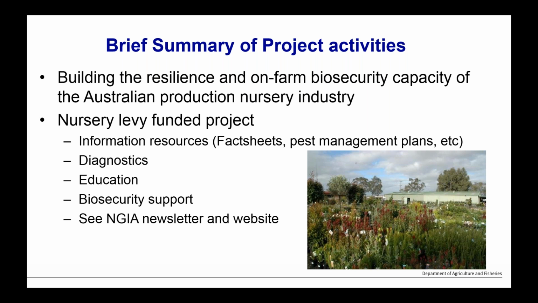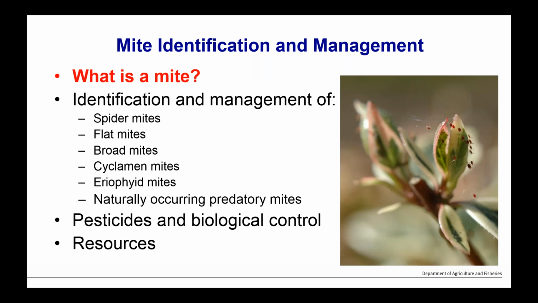So we're producing fact sheets and pest management plans. Part of the project is to complete diagnostics on plants that are sent in by production nurseries, and NIASA accredited nurseries get a number of free samples each year of the project, and all production nurseries get a significant discount. We're also completing education in the form of workshops and webinars, and then providing support to biosecurity through NGIA. So the information which is pertinent to you will be sent out by the NGIA newsletter and on the NGIA website. We'll go into some detail about that later.